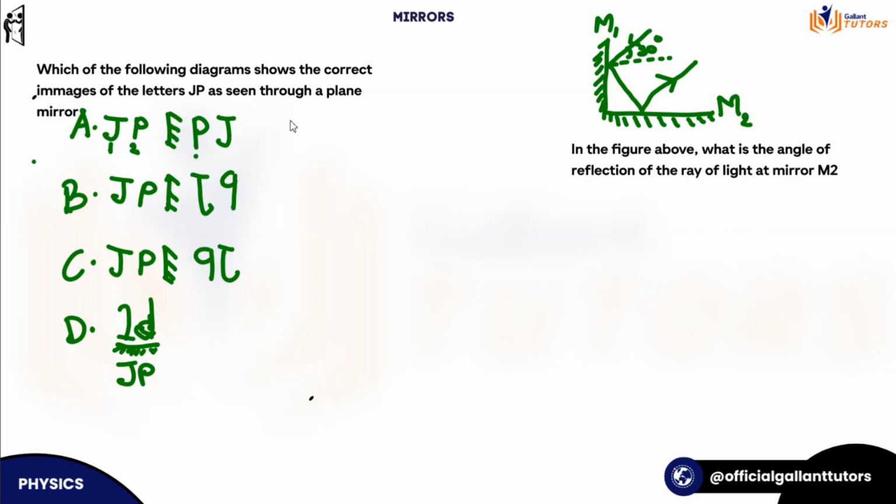So we have the first one here, which of the following diagrams shows the correct image of the letter JP as seen through a plane mirror. This shouldn't be hard. This shouldn't be difficult, as I've explained to you some of the characteristics of images formed by a plane mirror, and amongst them is one which stands out, which is what? Lateral what? Inversion. Right? Lateral inversion is one that actually stands out amongst others.